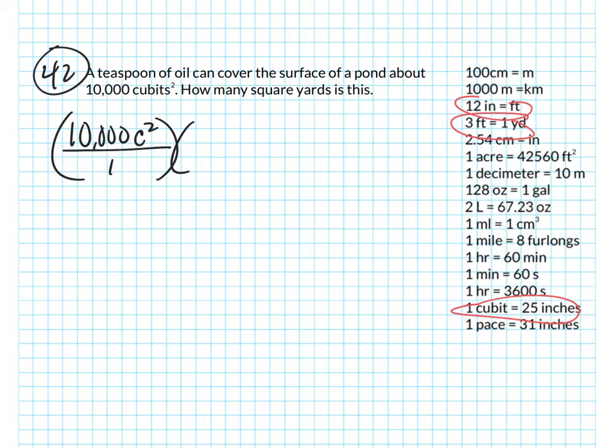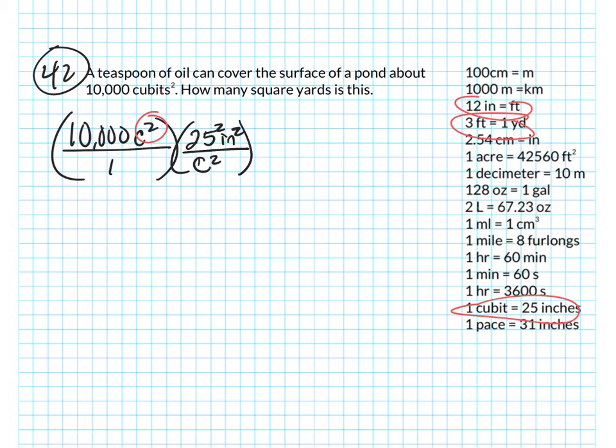All right, now I know a cubit is equal to 25 inches. That's great, but my units don't match because up here I've got the squared term, and I don't have a squared term in the denominator. So what I've got to do is square everything in the other fraction. I'll square the cubits, square the inches, and then I'll square the 25, square everything.